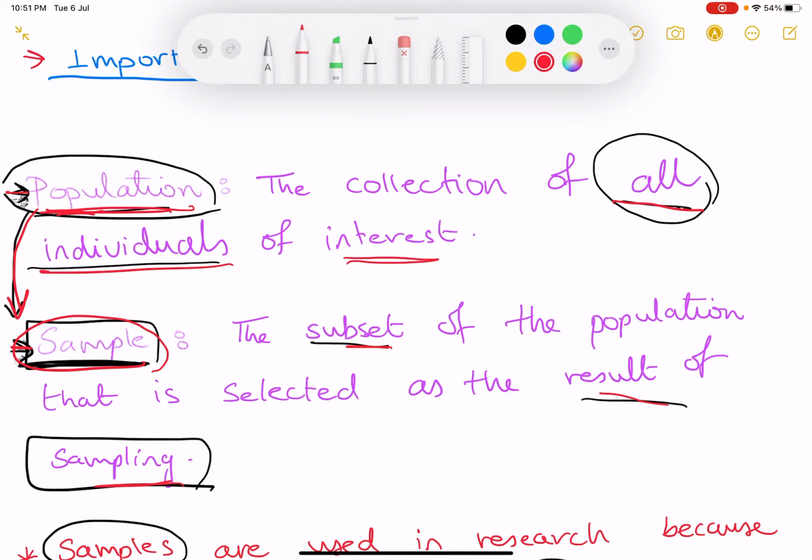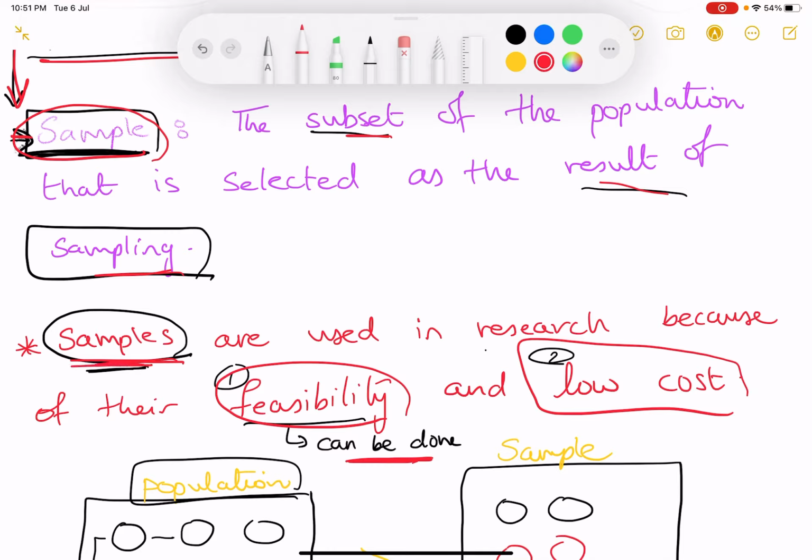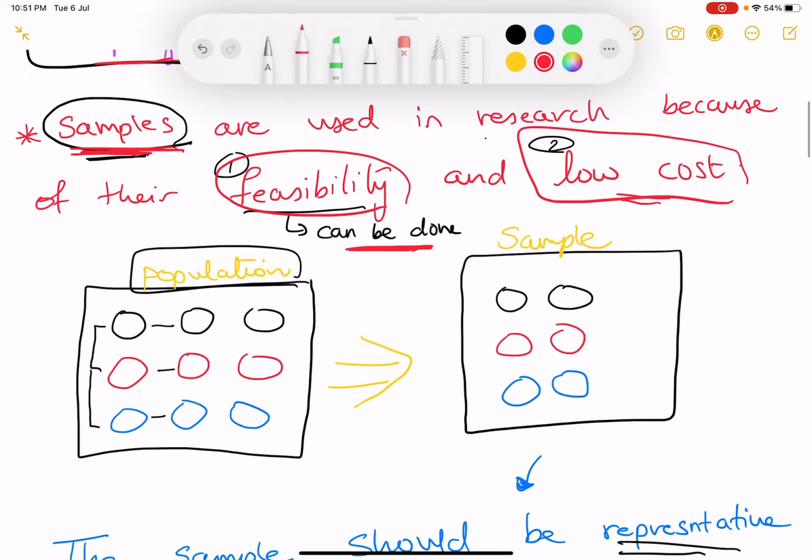It's smaller. And why do we use samples? We use samples because they are feasible and their cost is low. So what does feasibility mean? It means that the research can be done on samples because the sample number is small, so the research can be carried out easily. And the cost is lower because only few people take part in this research.